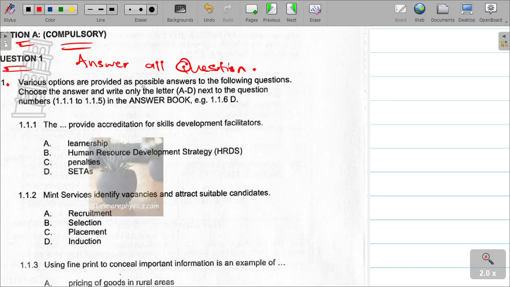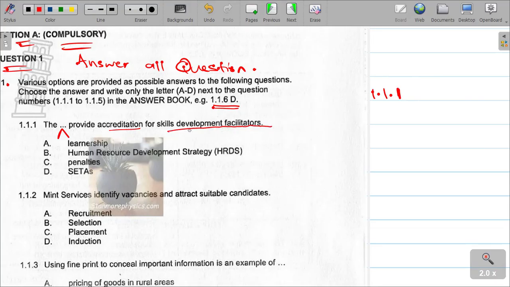Various options are provided as possible answers to the following questions. Choose the answer and write only the letter A to D next to the question number 1.1.1 to 1.1.15 in the answer book. For example, 1.1.6 D. So here we write the question number, and then we write the answer. Question 1.1.1: the dash provide accreditation for skills development facilitators.